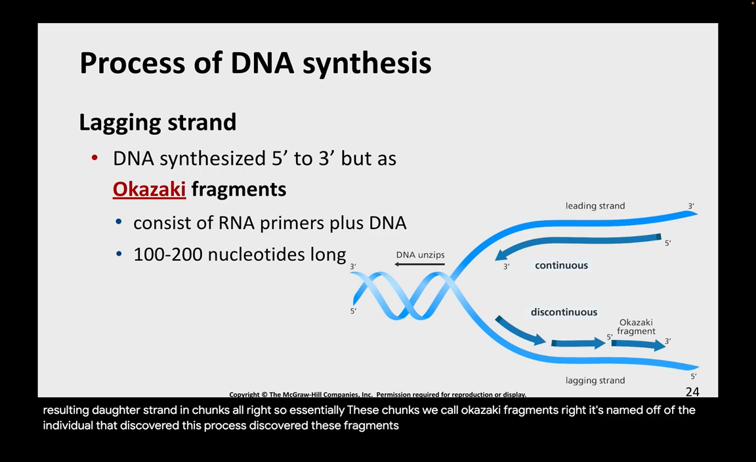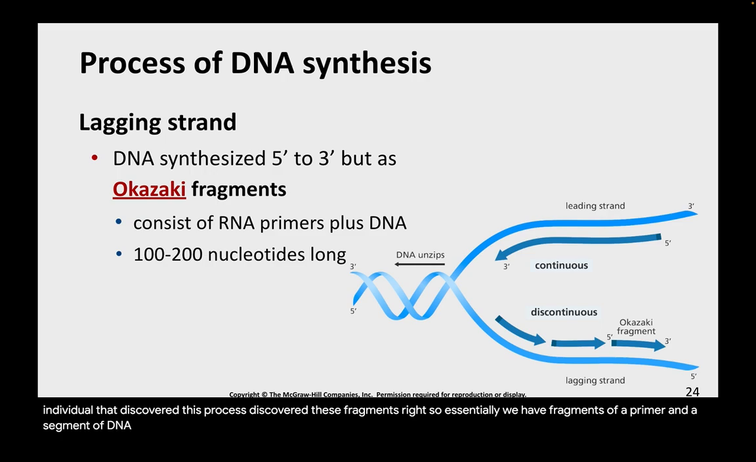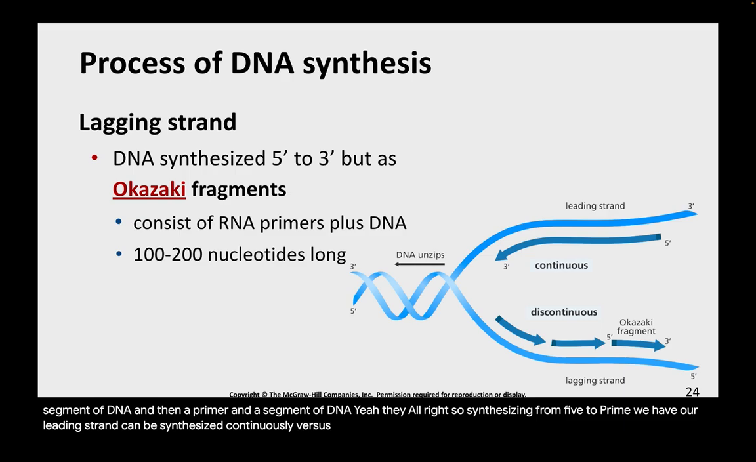So essentially we have fragments of a primer and a segment of DNA, and then a primer and a segment of DNA. So the DNA segments are pretty short. They're only like 100 to 200 nucleotides long, and they're broken up into these chunks. All right, so synthesizing from 5' to 3', our leading strand can be synthesized continuously, versus our lagging strand, which is synthesized in these fragments called Okazaki fragments.